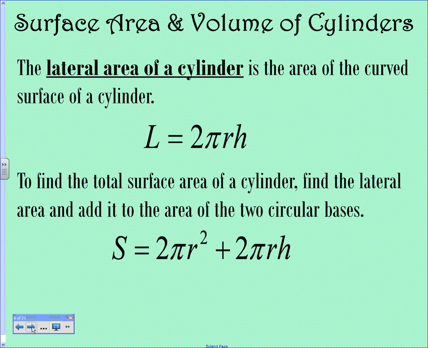Okay, looking at the formula for the total surface area, you're going to take the lateral area and add it to the total base area. So you're going to have your lateral area, and you're going to add it to 2 bases, so 2 pi r squared.